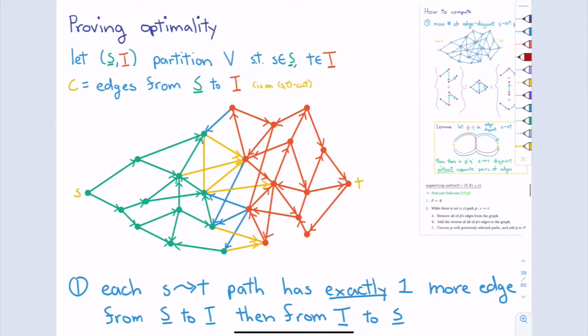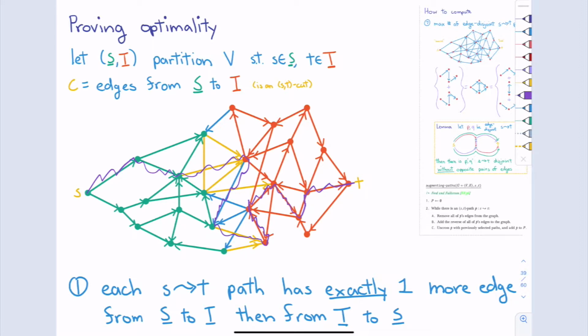Now, let's take any path from left to right. I need a different color. Okay, so let's say I took, just to make it interesting, this path. Did I go the wrong way? Okay, this is not a great path. Let me start over. I did think it would be more fun to go back and forth across the cut. Okay, there's a path.